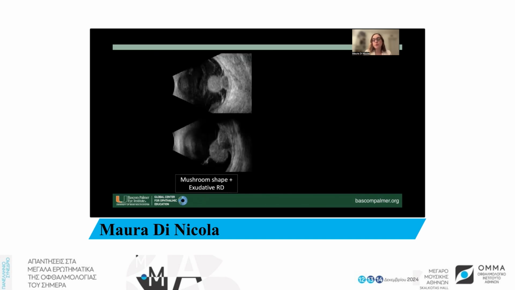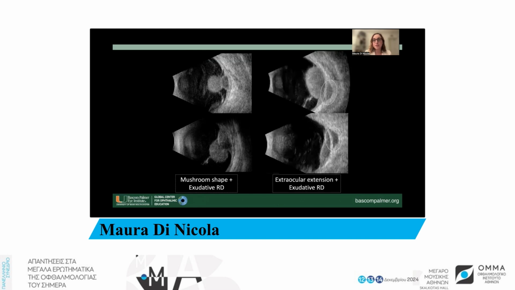It can also be helpful in documenting specific morphology, specific shape of a lesion. These are typical mushroom-shaped choroidal melanomas. This shape is almost pathognomonic for melanoma with associated exudative retinal detachments. And it is also very important, again, in case of malignant lesions, in case of melanoma, to potentially document the presence of extraocular extension, because this is going to be very important when it comes to treatment planning.